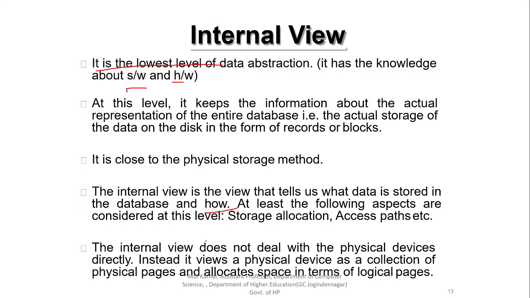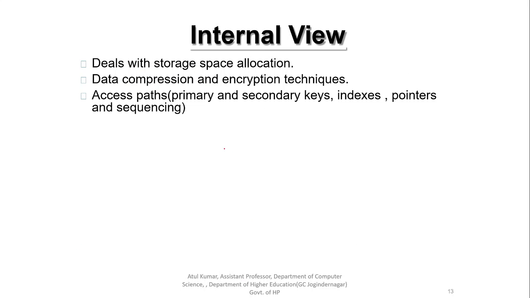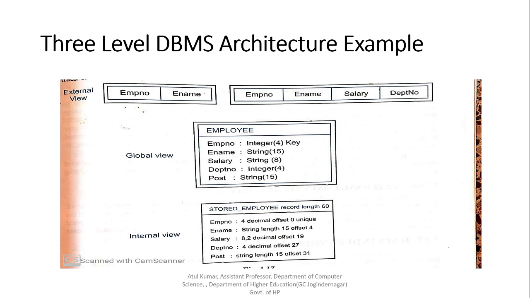So the internal view doesn't deal with the physical devices directly, but instead it views a physical device as a collection of physical pages and allocates space in terms of logical pages. So it basically deals with the storage space allocation, it deals with data compression and encryption techniques. It also deals with access paths, that is primary and secondary keys in case of relational databases, indexes, pointers and sequences.